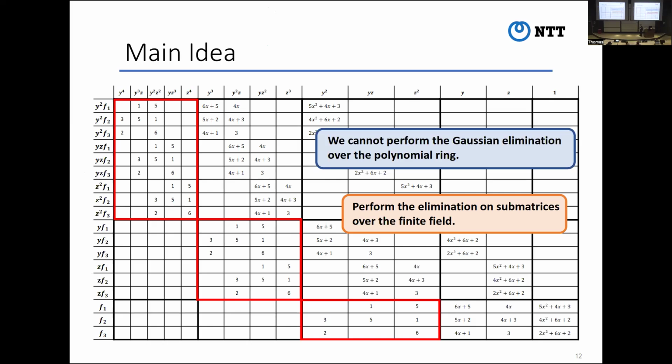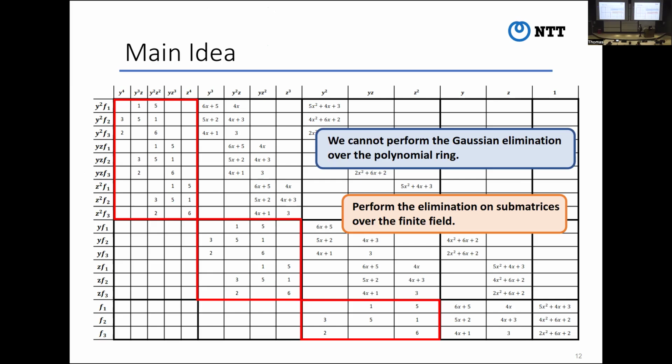And as I said before, we'd like to perform the Gaussian elimination on this matrix, but here we cannot perform the elimination because this matrix is over the polynomial ring. But when we focus on these three blocks, the degree 4 polynomials and degree 4 monomials block, the degree 3 polynomials and degree 3 monomials block, and the degree 2 polynomials and degree 2 monomials block.